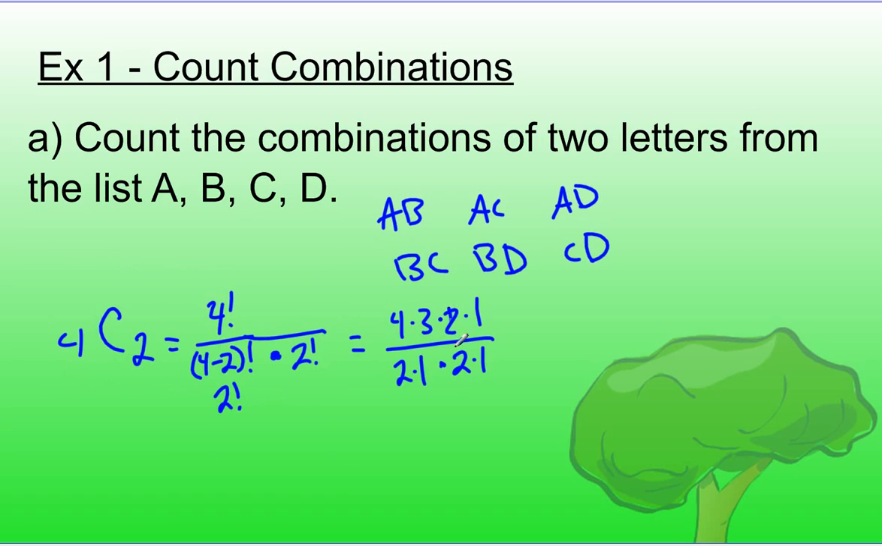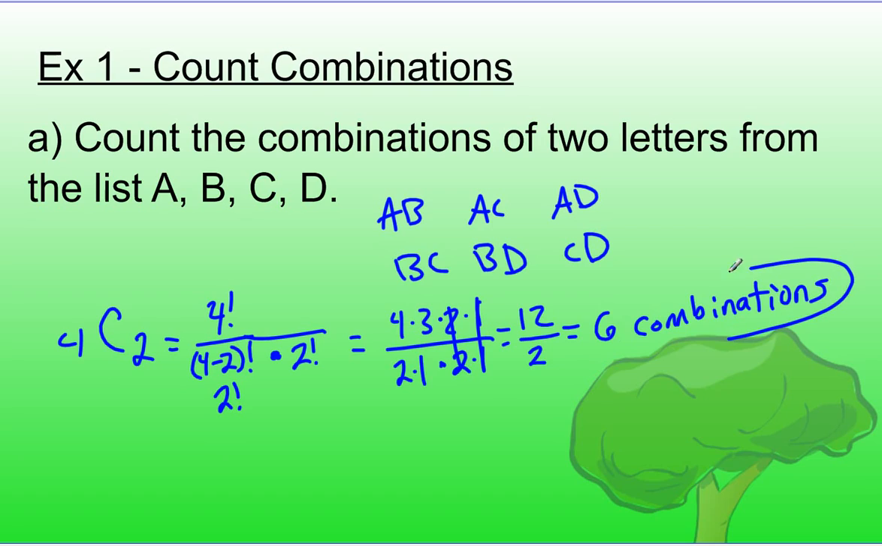Cancel out common factors. Boom, boom. And you've got 12 over 2. 4 times 3 is 12. 2 times 1 is 2. Simplify, 6. So there are 6 combinations of those 2. We're picking 2 letters from that set of 4.